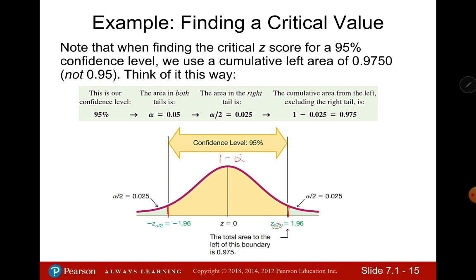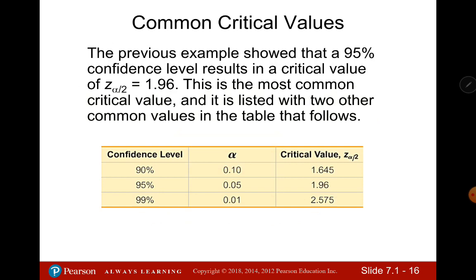So total area minus the middle part, we will get alpha for two sides, and each side we will get half alpha. So that's why we need to get half alpha, not alpha. And you can memorize these important values. So half alpha will be 0.05, this C sub 0.025, and this one will be 0.005.